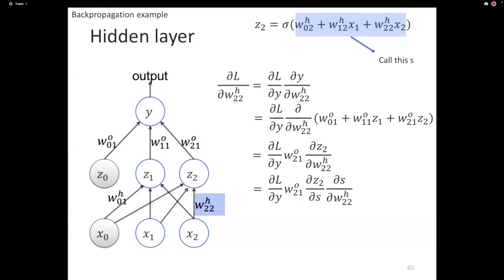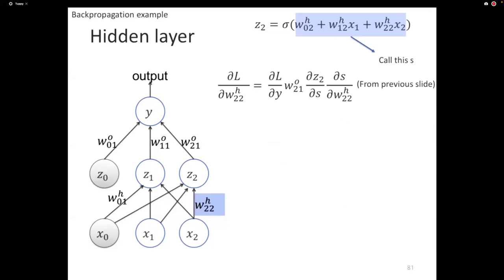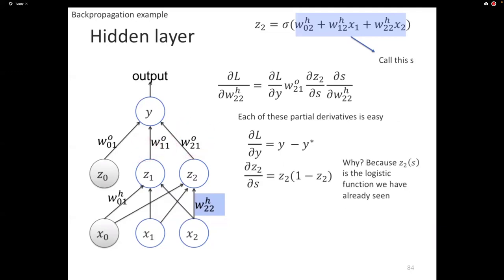Now, each of these pieces is simple, so I can calculate all of them very quickly. In fact, most of those things are already calculated. The partial derivative of L with respect to Y is that thing which we've been calculating for every one of these, so we picked it up from the cache. The partial derivative of Z2 with respect to S is Z2 times 1 minus Z2.